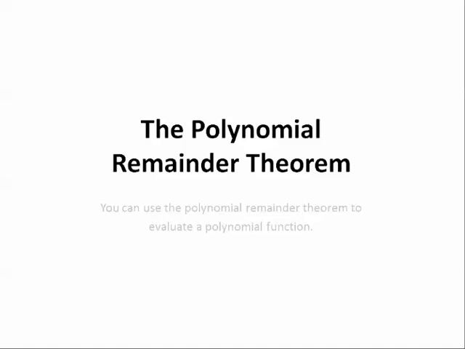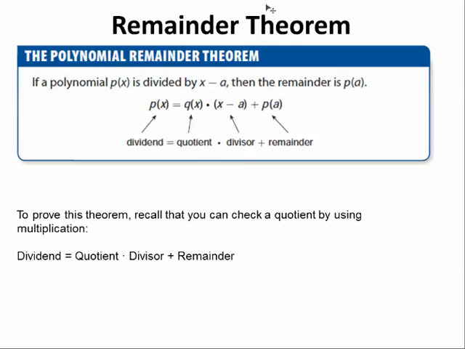Okay, polynomial remainder theorem. You can use a polynomial remainder to help you find the value of a polynomial function. This is the way that the theorem is basically stated. It says, if polynomial p of x is divided by x minus a, the remainder is p of a. Well, we've already seen that.